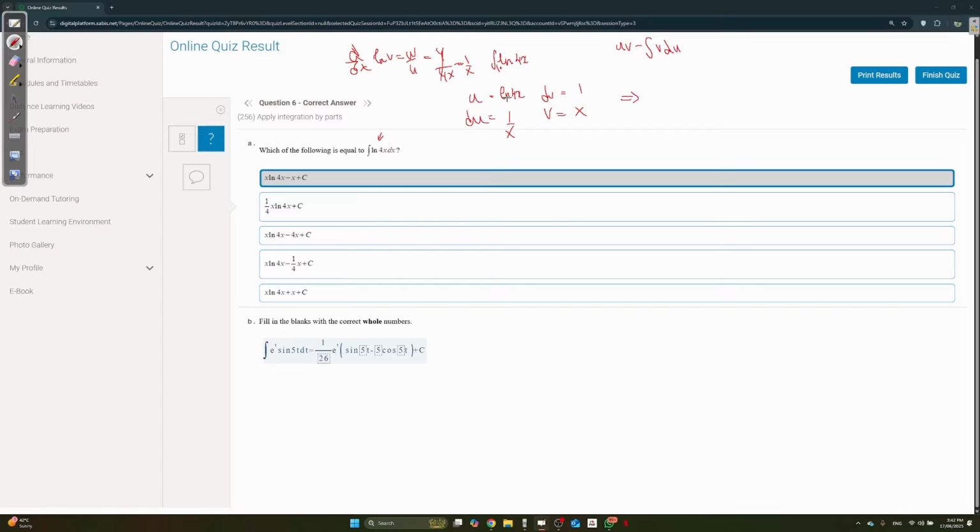So here, what's it going to be? ln 4x times x, so x ln 4x minus integral v du, so x times du, which is 1 over x dx. Always please put the dx under your integral. x and x cancel, you're going to have 1, and integral 1 is just x. So you're going to have x ln 4x over here, and this is minus x, and obviously plus c. Part B, integral e to the t sine 5t dt.